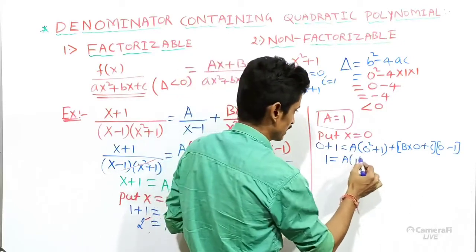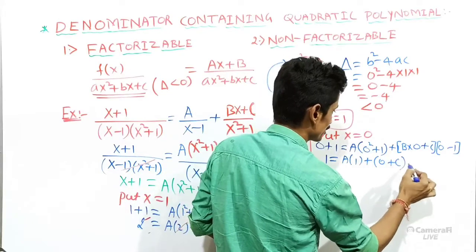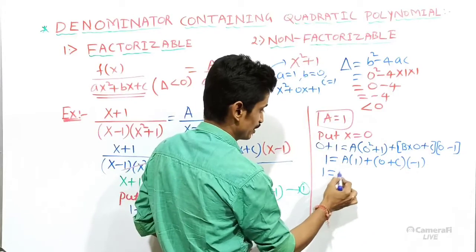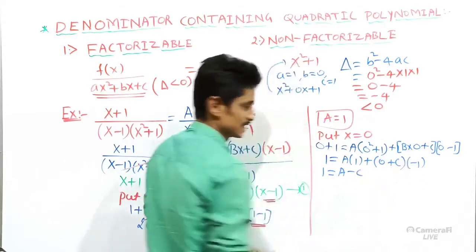0 plus 1 is 1. b into 0 is 0. Just c remains. 0 minus 1 is minus 1. After that, 1 is equal to a, 1 into a is a, plus into minus is minus c.